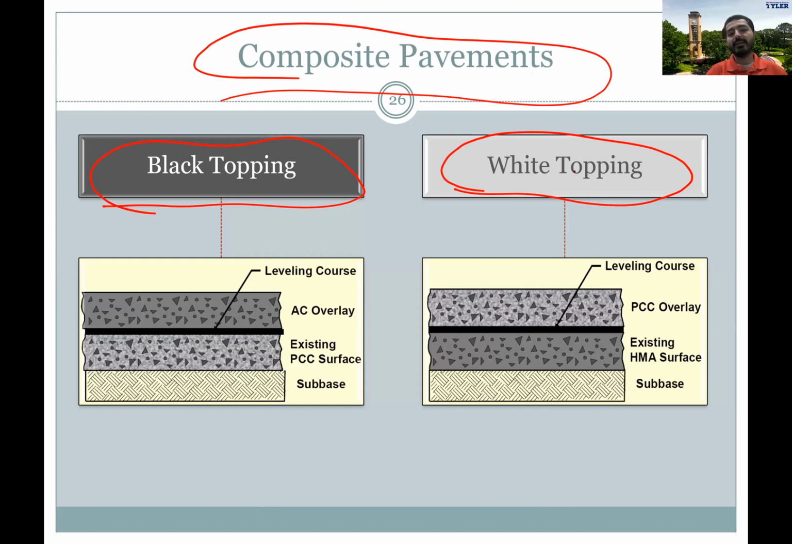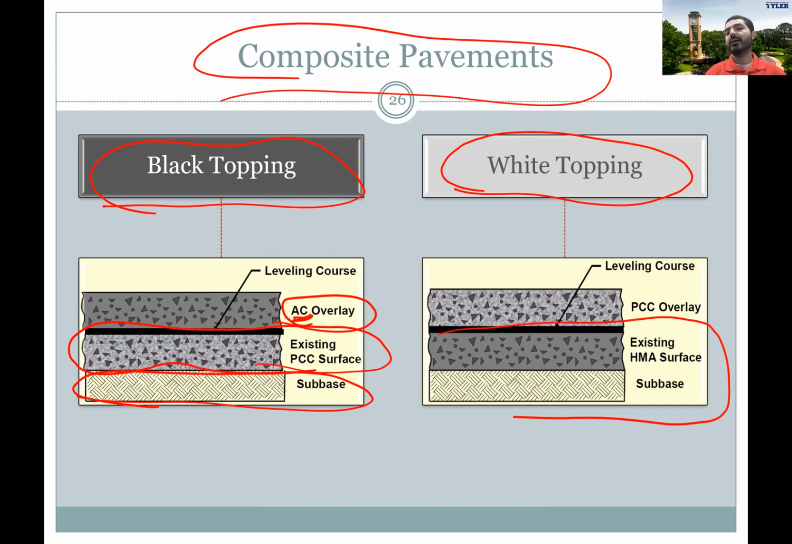A black topping, again, where we may have a sub base and an existing Portland cement concrete, and then we decide to have a hot mix asphalt overlay on top of it, or AC overlay. AC is asphalt cement, which is again a different word for hot mix asphalt. Or it can be the other way around. We can have an existing hot mix asphalt structure, and we can add a Portland cement concrete overlay, and that's what we call a white top.